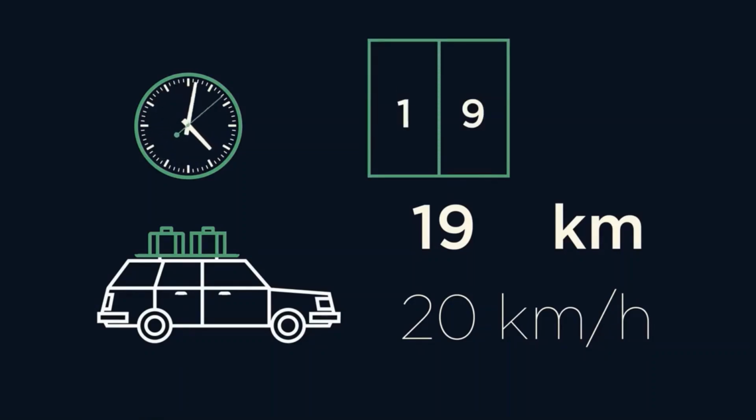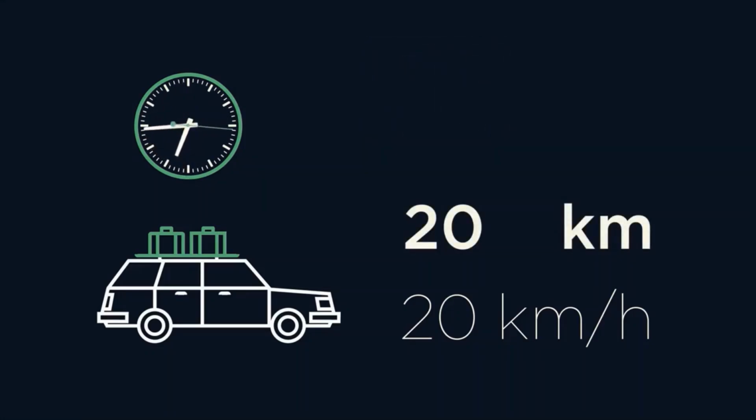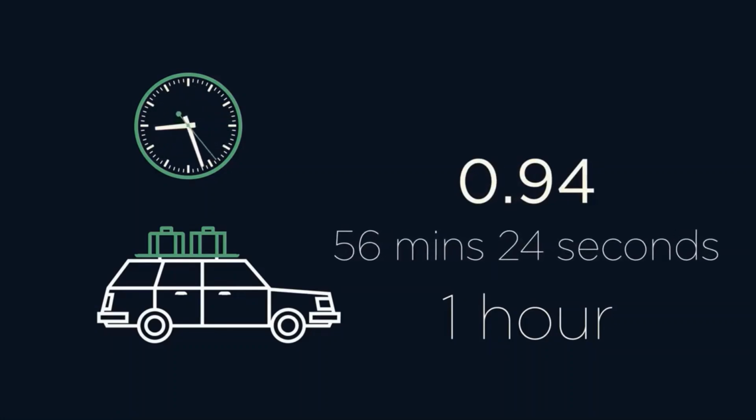What do you think that would give us? If we look at the 9 as the lowest possible value positionally, it would round upwards, making the 10 a 20. Now if we look at our values, we have a distance of 20 kilometers, a speed of 20 kilometers per hour, and using distance over speed, we get a time of 1 hour. The exact value would be 0.94, which is 56 minutes and 24 seconds, so our approximation is not far off.